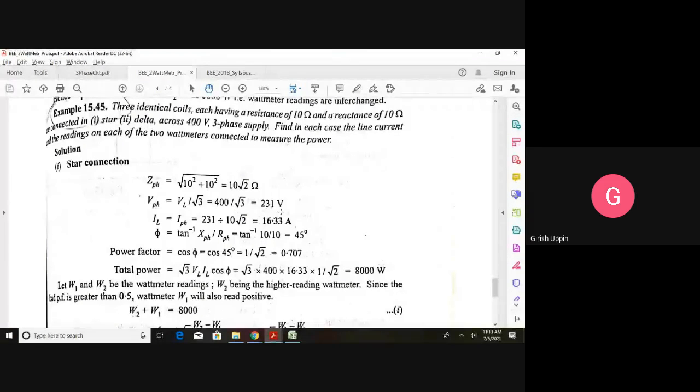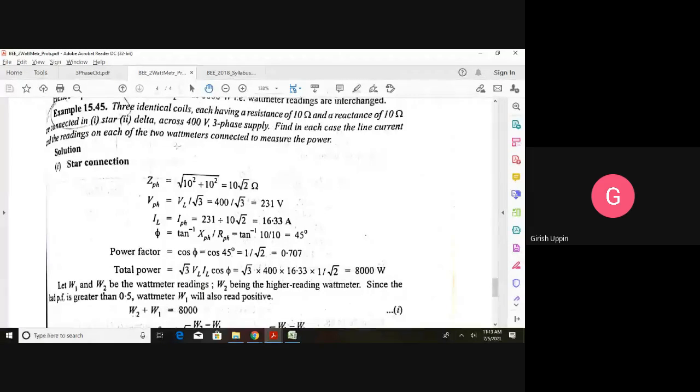Now, what is IL? We know that I phase is equal to V phase divided by Z phase. We got this from V equals I into Z, or I equals V by Z. We also know that in a star connection, the line current and the phase current are equal. IL is equal to I phase, equal to 231, that is V phase, divided by Z phase, that is 10 root 2. We get 16.33 amperes. We have found the line current for a star connected load.